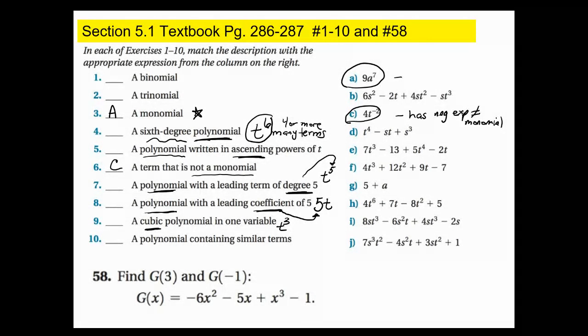And then you have to do number 58. I need you to find g of 3. And when you're done with that, also find g of -1. This is the same as f of x. They can call it f of x or g of x, h of x, okay? So same thing as what we went over, you guys.